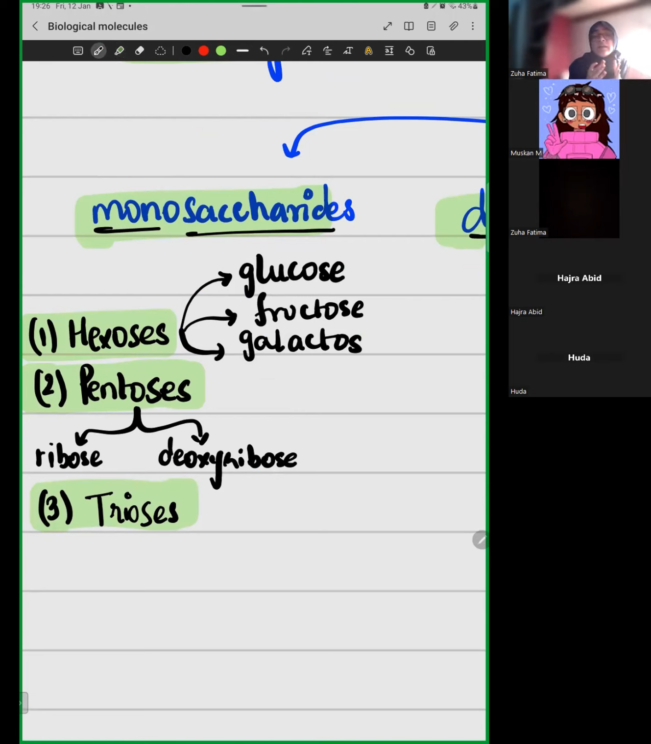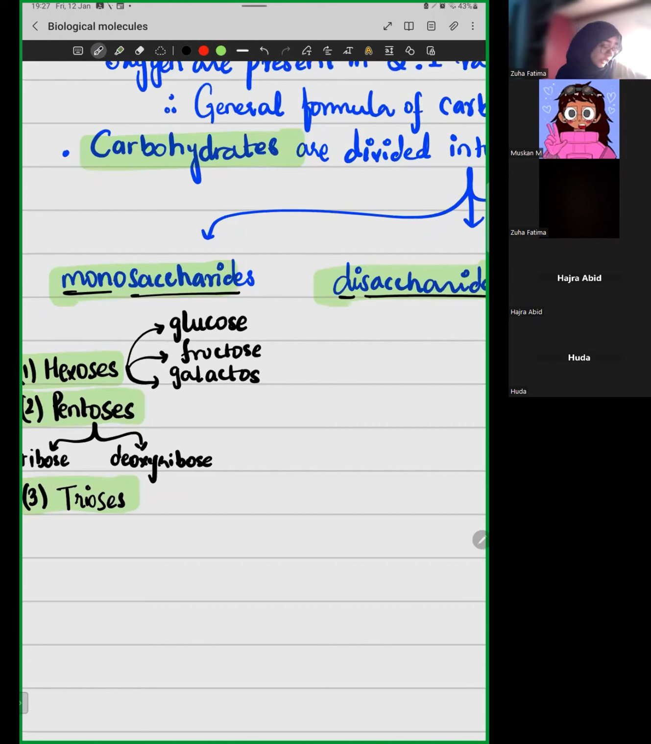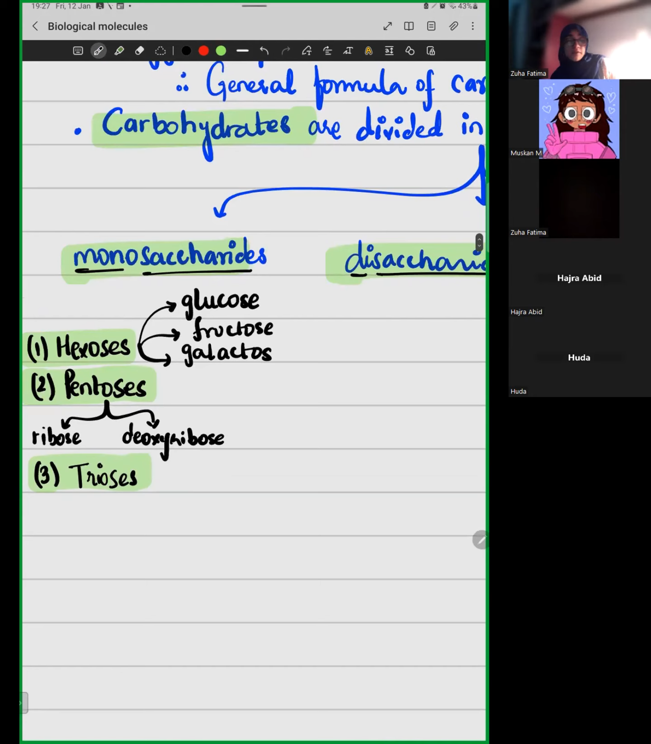Now, what do hexoses, pentoses, and trioses mean? These names basically tell us the number of carbon atoms present in the sugar. We've studied organic chemistry in our O levels, and we know that carbon, whenever it is present with hydrogen and oxygen, makes organic compounds, except when it is present in carbon dioxide and oxides of carbon. So carbon is the basis of organic compounds, present in all of them barring carbon dioxide and carbon monoxide.